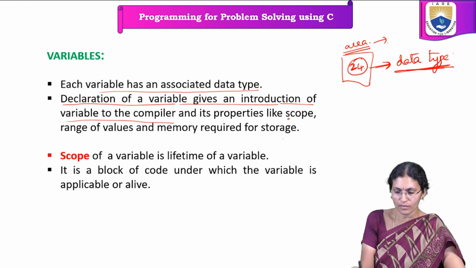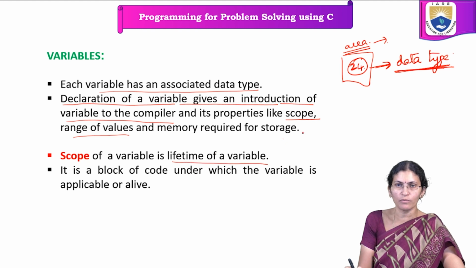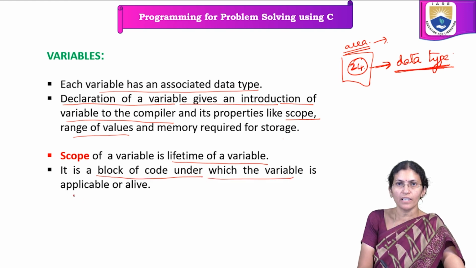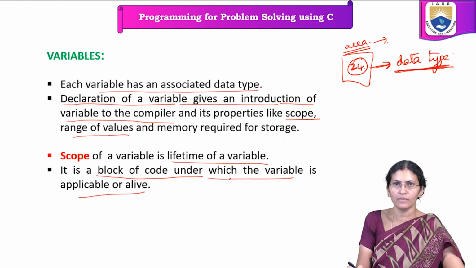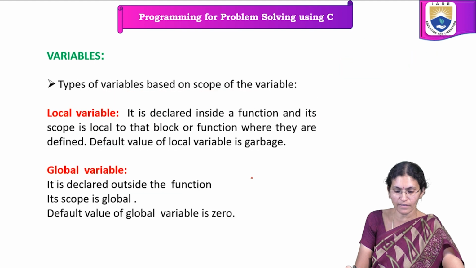Then what are the scope and range of values? Let us see one by one. Scope of a variable is nothing but the lifetime of a variable. Up to what extent we can access a particular variable, or in other words, the block of code under which the variable is applicable or alive. The certain part of the program where we can access that particular variable is called scope.